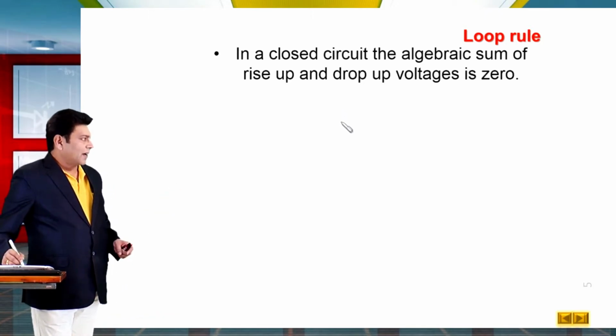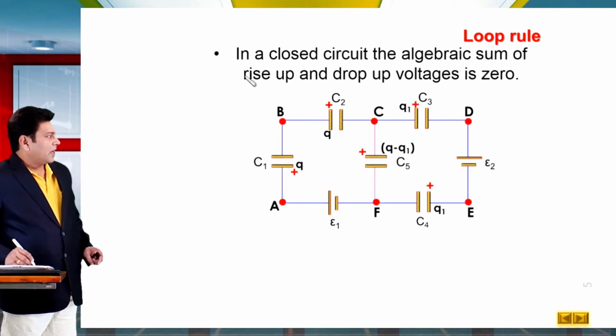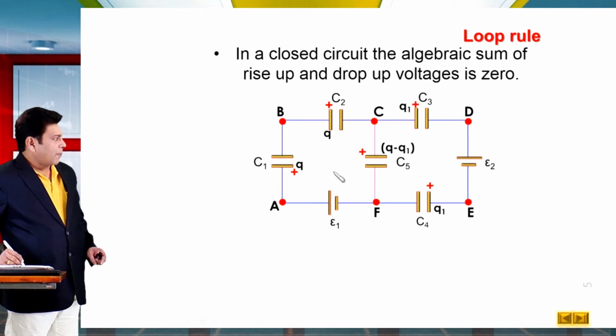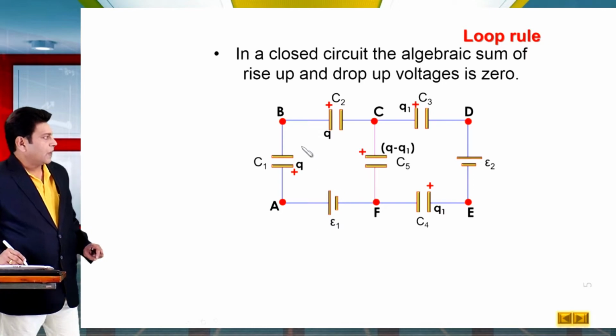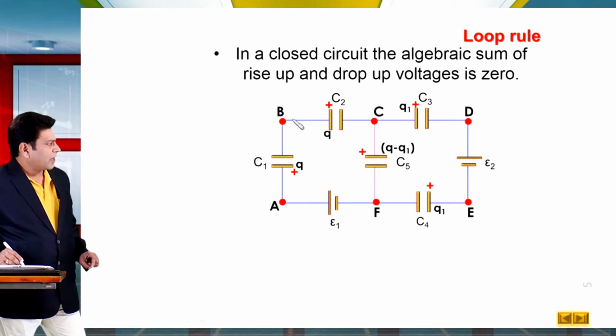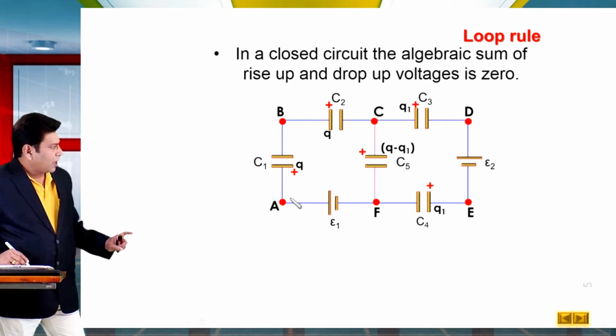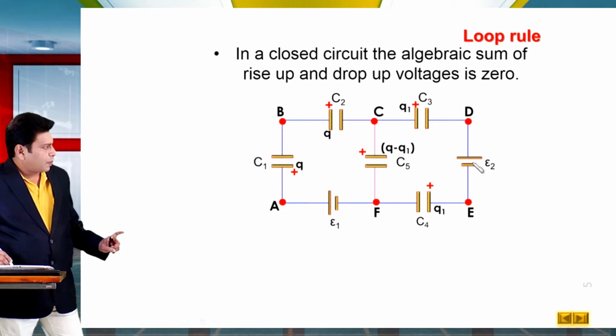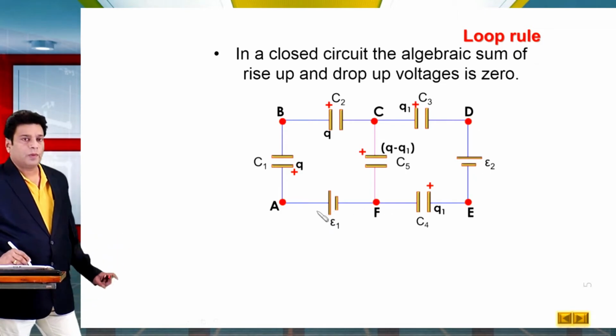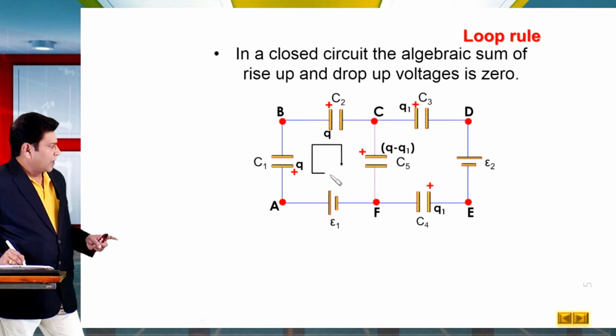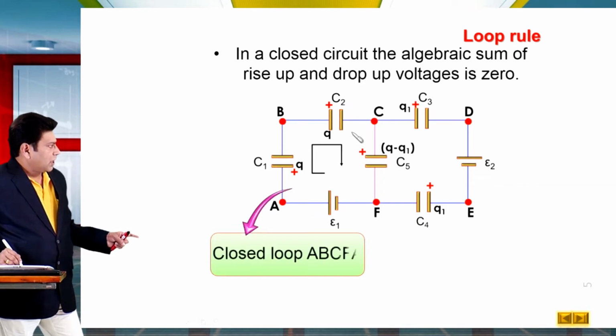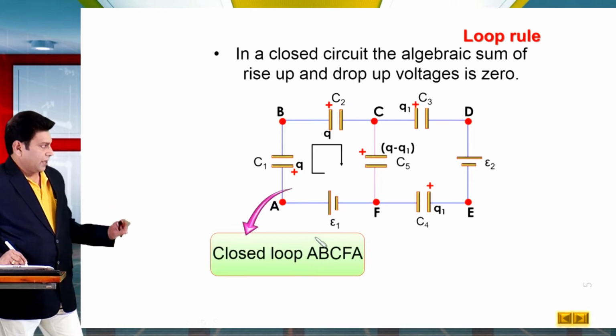So, let us make a circuit here. You can observe this is a circuit with capacitors and batteries, and this is forming a closed loop. This is also forming a closed loop, and if we move from the outer path, this path is also forming a closed loop. If we move in this closed loop in a clockwise direction starting from A, we can write this closed loop as A, B, C, F and finally A.